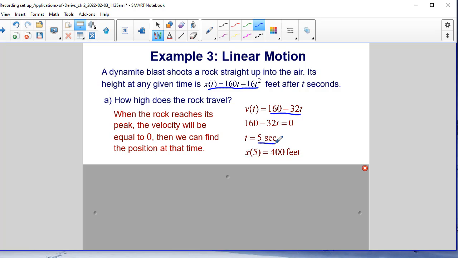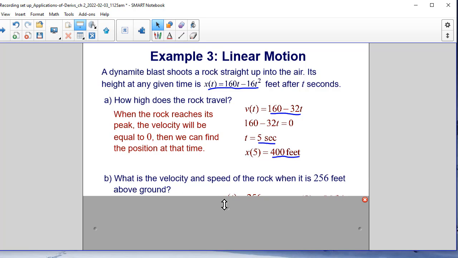Knowing that, I can go back up into this original equation and replace t with 5, and we get 400 feet. So the peak is going to be 400 feet. The rock shoots up in the air 400 feet and then comes back down again. So the peak up here is 400 feet. Let's continue.